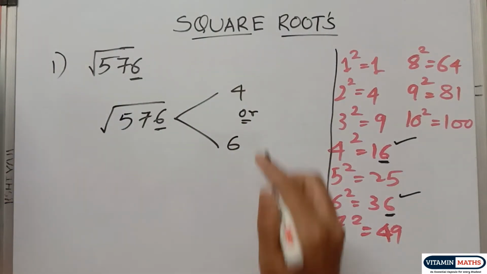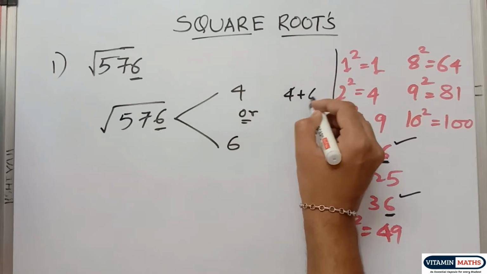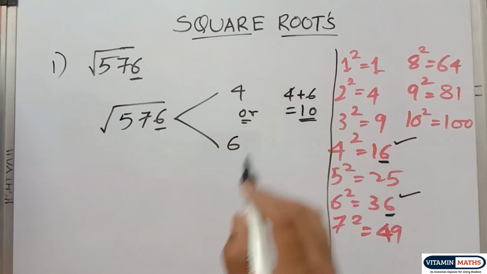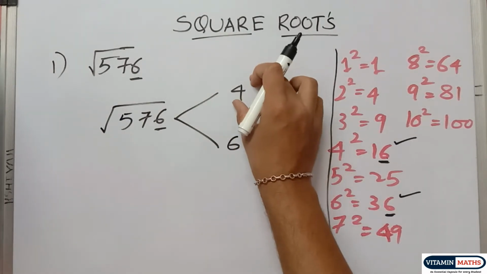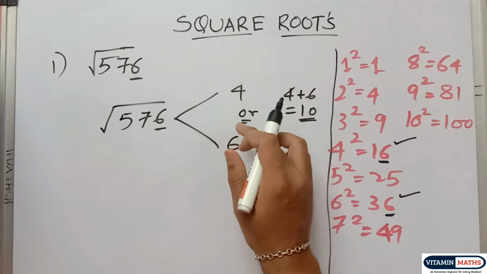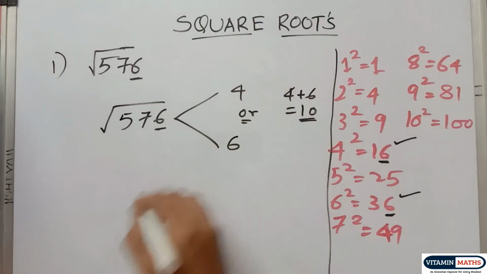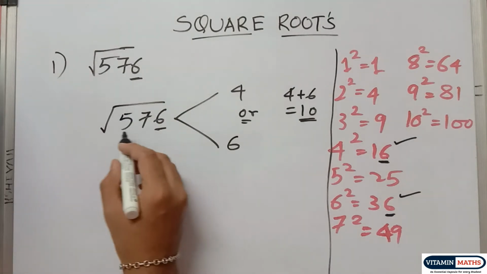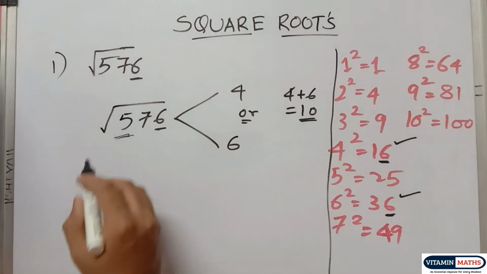Let us check. Always the sum of these two numbers, 4 plus 6, is 10. You have to be careful. Always the sum is 10. If you have found one number, then automatically deduct it from 10 and you will get the other number. Now we have to decide. Just see here, we have 5.